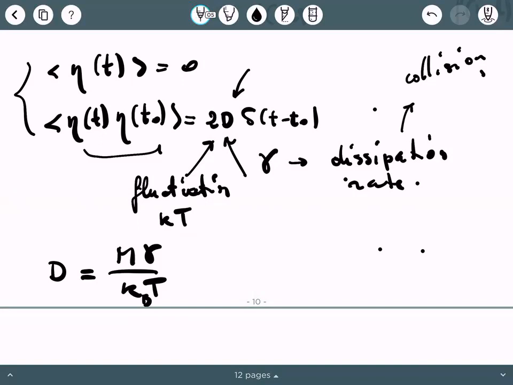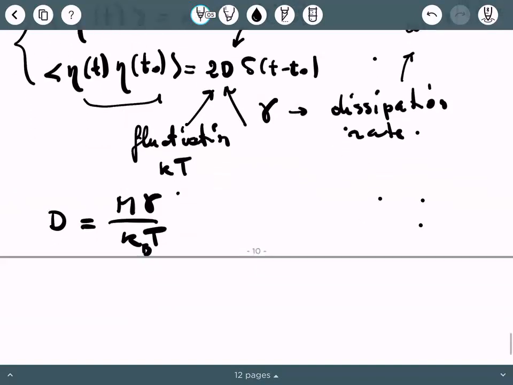And this is called the diffusion coefficient. And the fact that the diffusion coefficient is a combination of collision or dissipation rate and temperature, in this specific combination, and not, say, another one, it's difficult to cook up another one with the right dimension, but you know, this is called the fluctuation dissipation theorem.